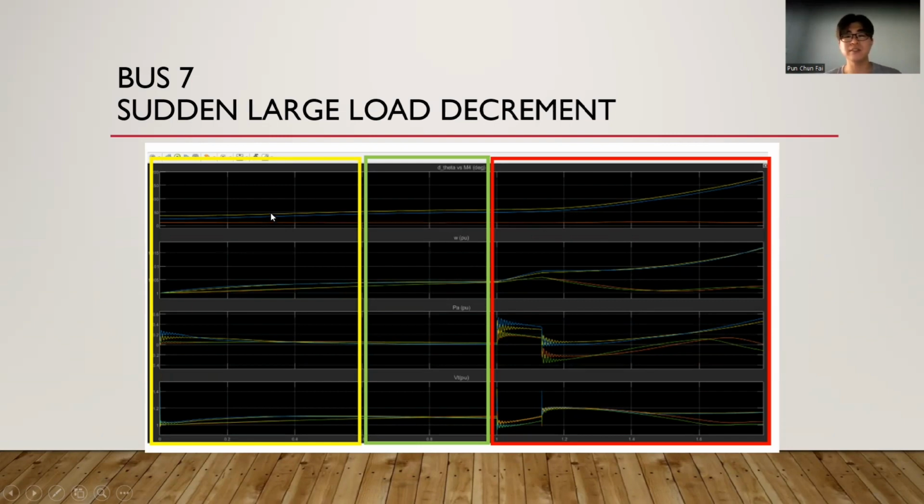And as for the marginally stable case, as shown in yellow, the system is attempting to reach equilibrium and stability from 0 seconds to 0.6 seconds. And for the stable case, as shown in green markings in the middle, the waveforms are mostly straightened out at about 0.6 seconds to 1 second.